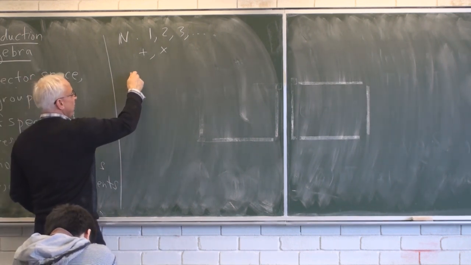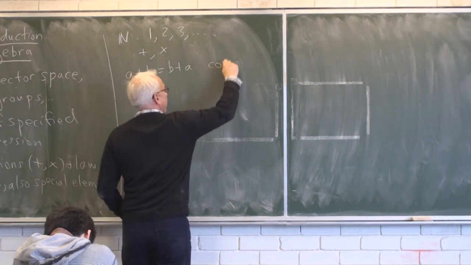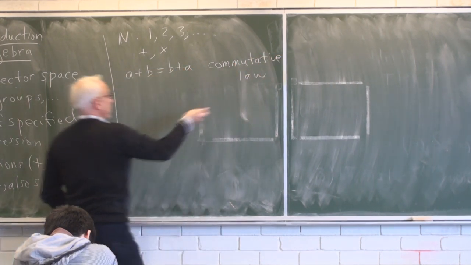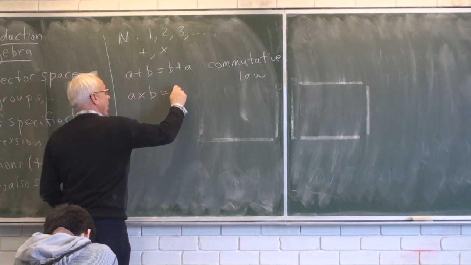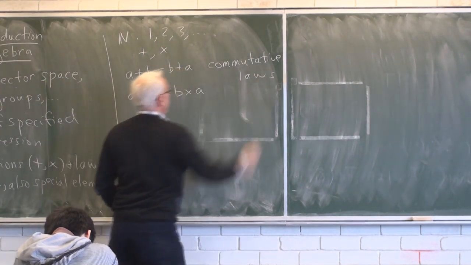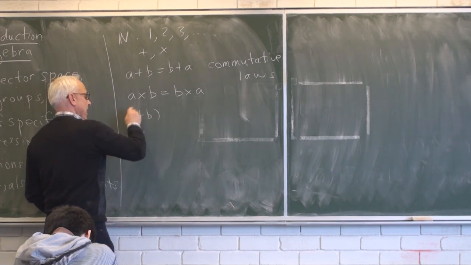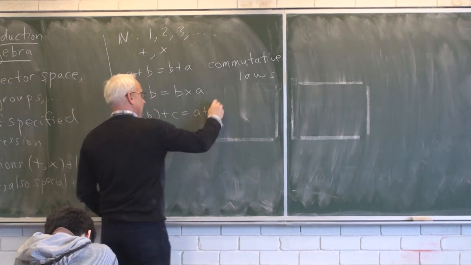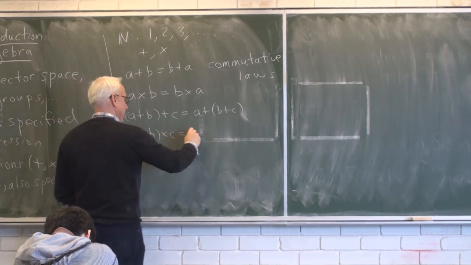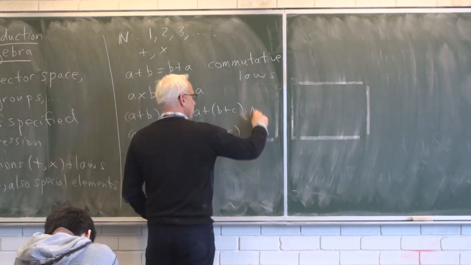One of the properties is the commutative law, so that a plus b is equal to b plus a. That's the commutative law for addition. There's also a commutative law for multiplication. So these are the commutative laws. Then there are some associative laws, so that if you combine a plus b and then c, that's the same as a plus b plus c. And the same thing with multiplication. So these are associative laws.